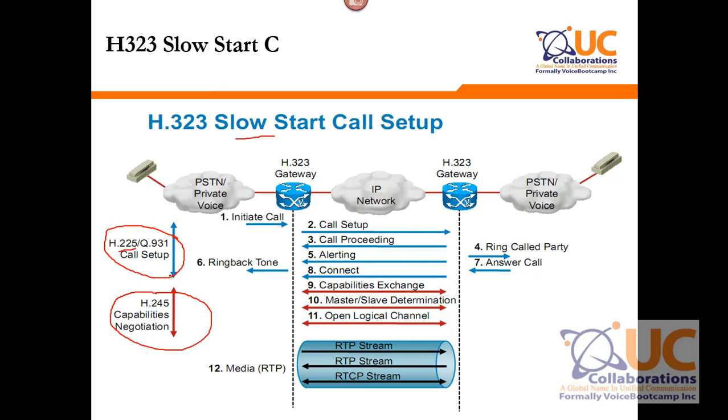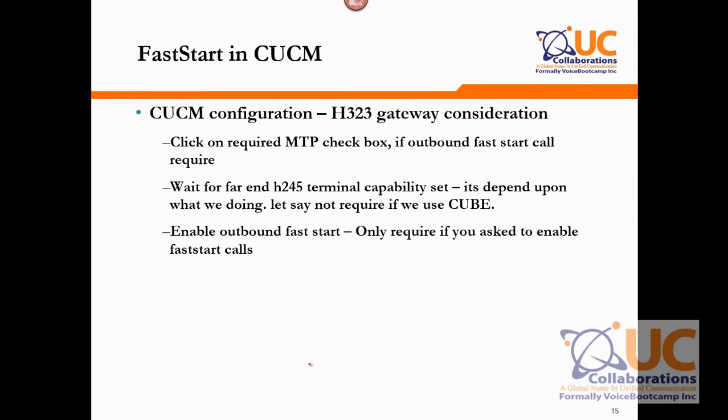Once that is successfully done, then the H245 will start. After that, the RTP will be streamed. This is slow start. It takes a little longer to establish the call. Whereas in a fast start, both H225 and H245 will execute at the same time. So therefore, it's quite a bit faster to establish the call.